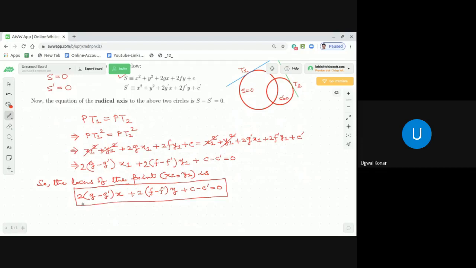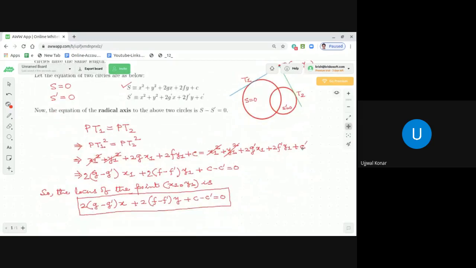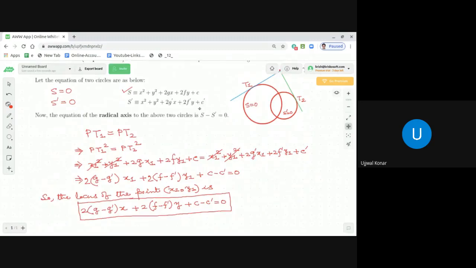That is the equation of the radical axis. Correct? So this is the equation of the radical axis, dear students. Any doubt, please do let me know. And if you notice it, this is nothing but S minus S dash equal to 0, as I said in the beginning. Right? This is nothing but S minus S dash is equal to 0.